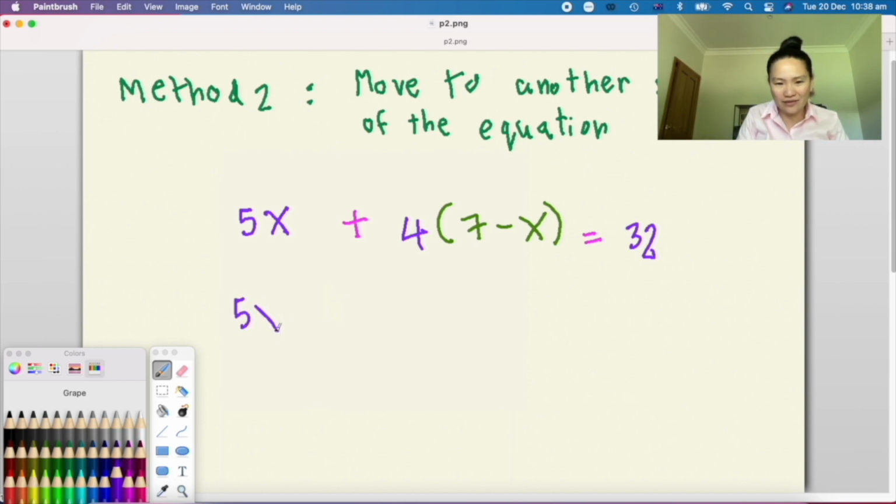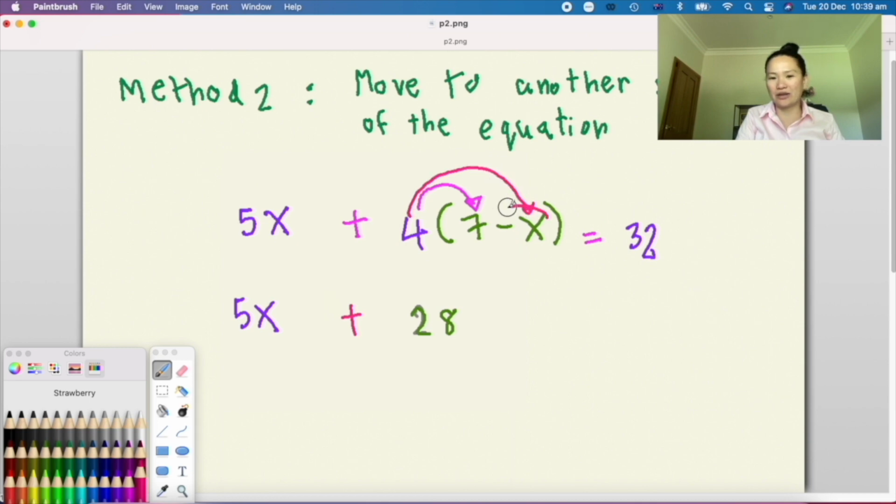5x is 5x here. Plus, look at this one carefully, everyone. 4 times plus 7. 4 times 7 is 28. Down here, 28. Next one, 4 times negative x. Don't forget that you have negative x, not just x. 4 times negative x is negative 4x. And again, it equals 32.